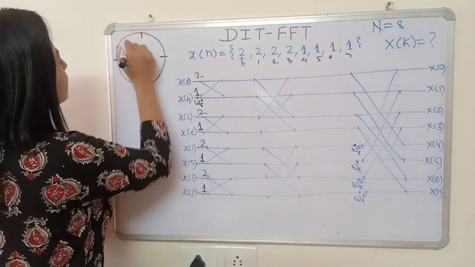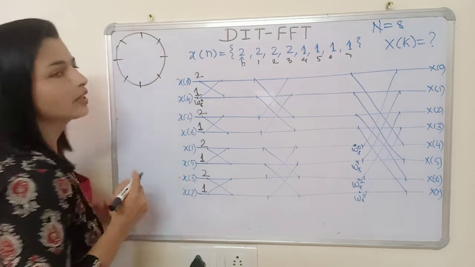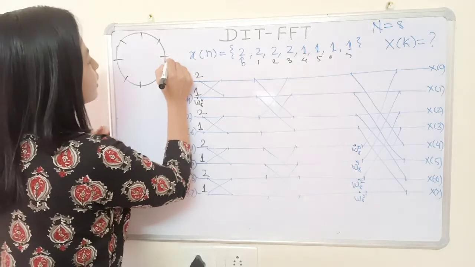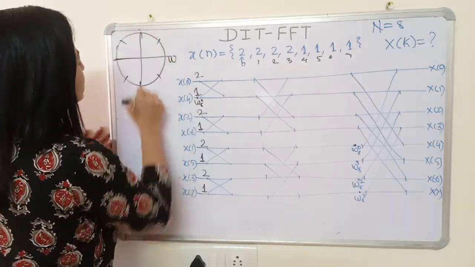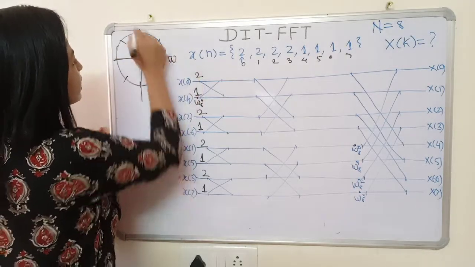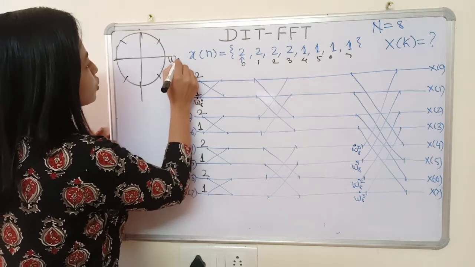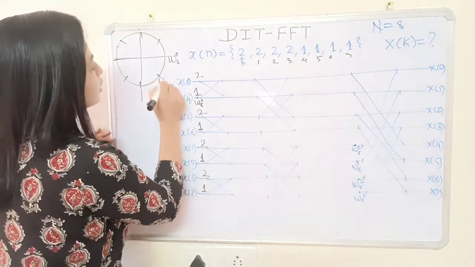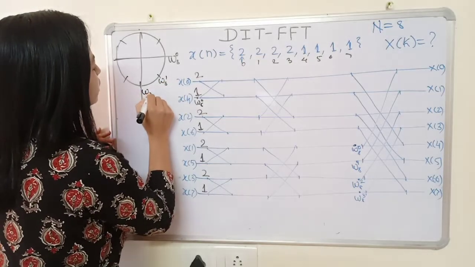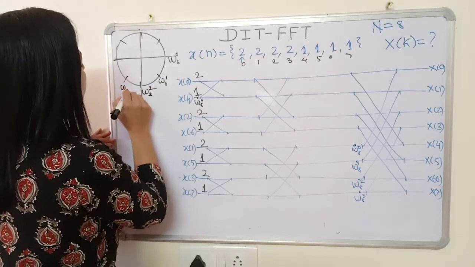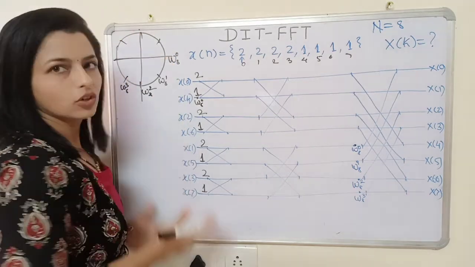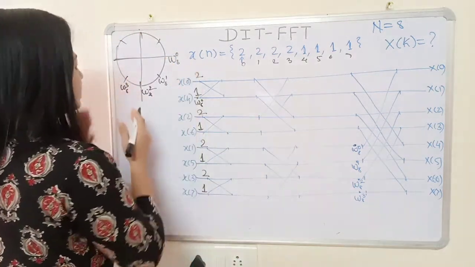We divide this circle into 8 parts. For W8, we divide this circle into 8 parts, and this is the real axis and the imaginary axis. So this is W8^0. Go on writing like this clockwise: W8^1, W8^2 and W8^3. W8^4, W8^5, 6, 7 are not required at first, so I'll write only these.